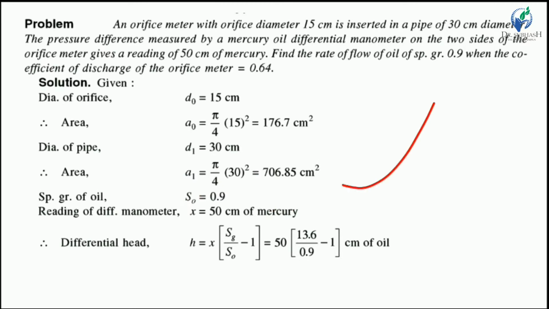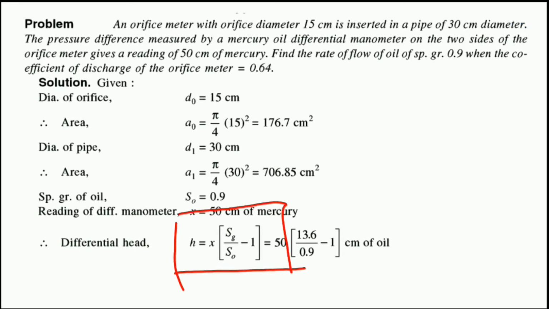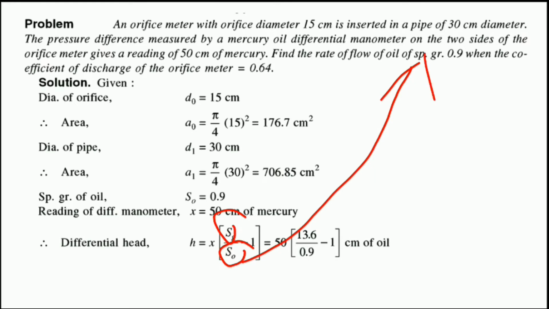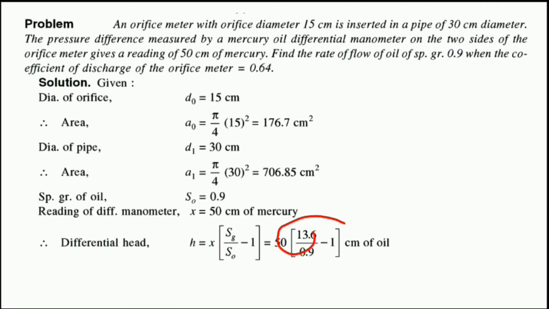Now the manometer is used, so we have an equation for the manometer to find the value of H. The equation is H equals x into Sg upon S0 minus 1. Here Sg is the specific gravity of the heavy liquid used in the manometer, and S0 is the specific gravity of the flowing liquid through the orifice meter. Here the heavy liquid is mercury. Okay, so it's oil which flows into the orifice meter or pipe. Its specific gravity S0 is 0.9, and we know the mercury specific gravity is 13.6, and we have the value of x as 50 centimeter.